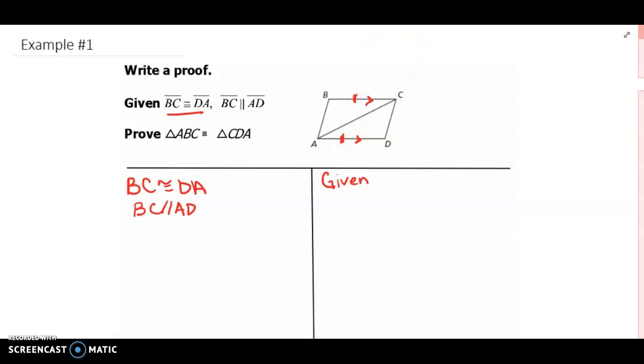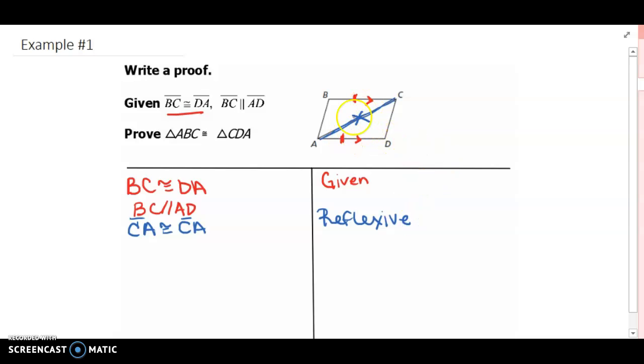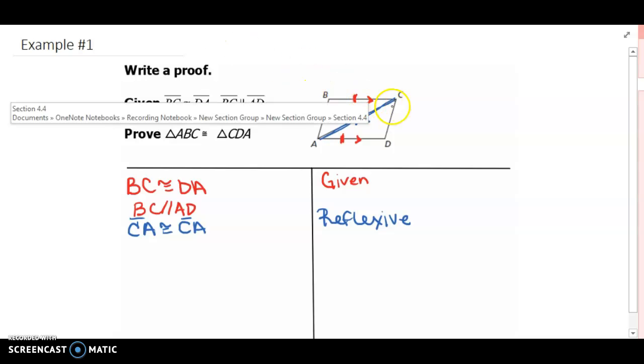Now always ask yourself when you're doing congruent triangle proofs, do they share a side? Well, if you notice, both of the triangles share this CA. So I always put an X on it. And if they do, we're going to use the reflexive property. So CA is congruent to CA. All right. Now, we have 2 sides. We need to know the included angle of those 2 sides.